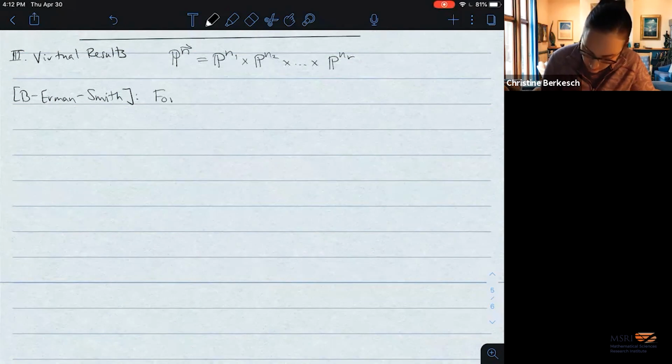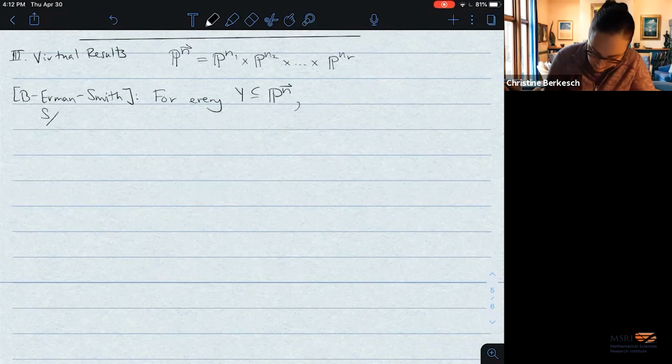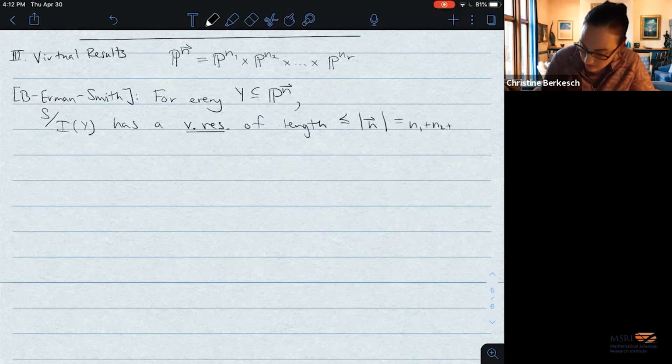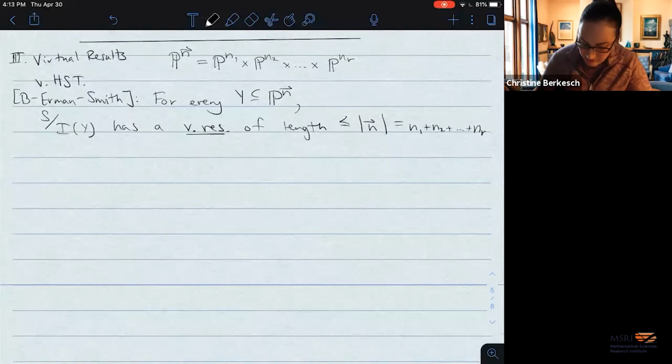So for every subvariety in my product of projective spaces, my coordinate ring, in this case, has a virtual resolution now of length at most the dimension of my space. All right, so we have a virtual Hilbert-Syzygy type theorem for products of projective spaces. And then next we were looking at Hilbert-Burch.